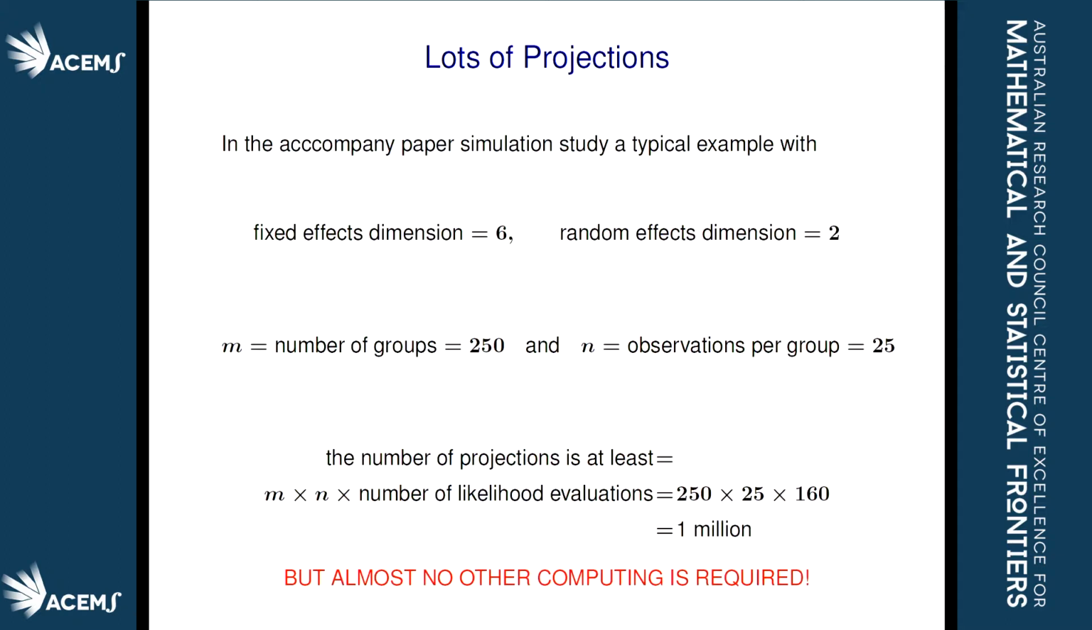In the accompanying paper that goes with this, that I'll talk about later, in a typical example where we have, say, 6 fixed effects and random effects dimension 2, and we have 250 patients, say, and 25 measurements per patient, you do what I just went through with those red and blue projection things. You do it a lot of times. You do it about 1 million times, all right? But that's sort of the bad news. But the good news is that's all you need to do.